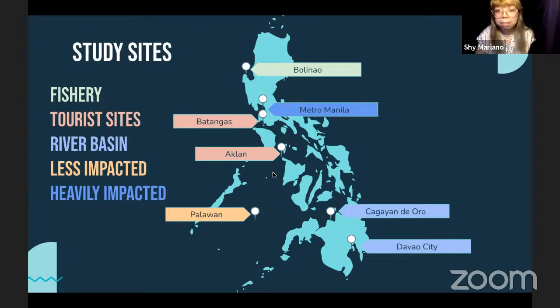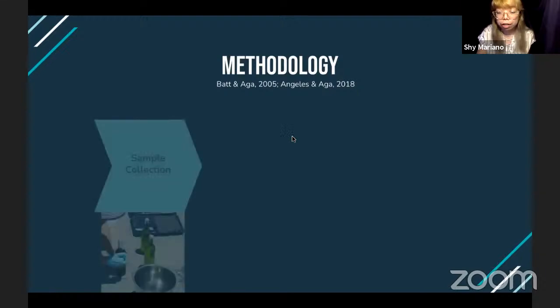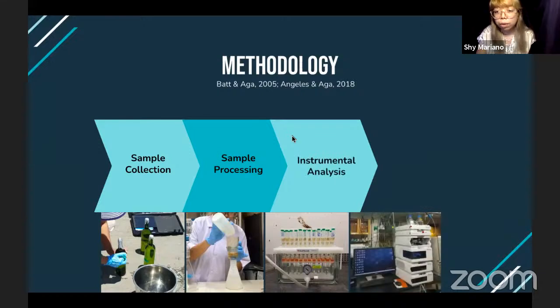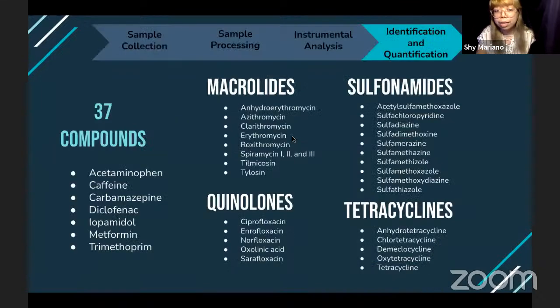And then we compare the assemblage of pharmaceuticals detected in a less impacted site, Tubbataha Reef, to a heavily impacted site, Manila Bay. Our methodology follows Batang et al. 2005, which was modified in 2018 by Angeles et al. for freshwater and wastewater samples. Briefly, we collected duplicates of samples, processed them through filtration, acidification, and injection of surrogate standard, and then we concentrated the target analytes through solid phase extraction, and then the eluent was run through an LC-MS instrument. For the identification and quantification, we looked at 37 pharmaceutical compounds, which include common pharmaceuticals and 4 classes of antibiotics.